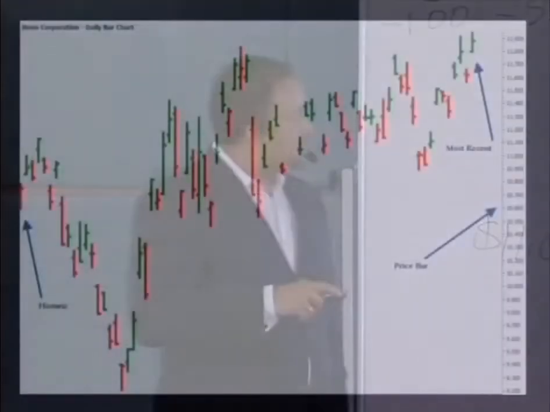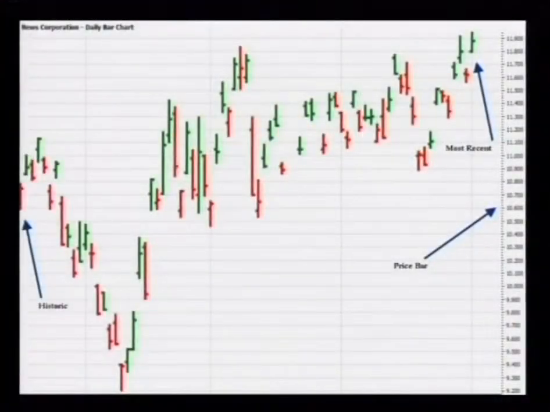Okay, this is a bar chart. Can you see all these little symbols? Some are red and some are green. The green ones are simply when the closing price of the most recent day is higher than the closing price of the previous day. In other words, you've had an overall up day, and the red ones are the opposite. So, each of these symbols represents an entire day's worth of trading information.